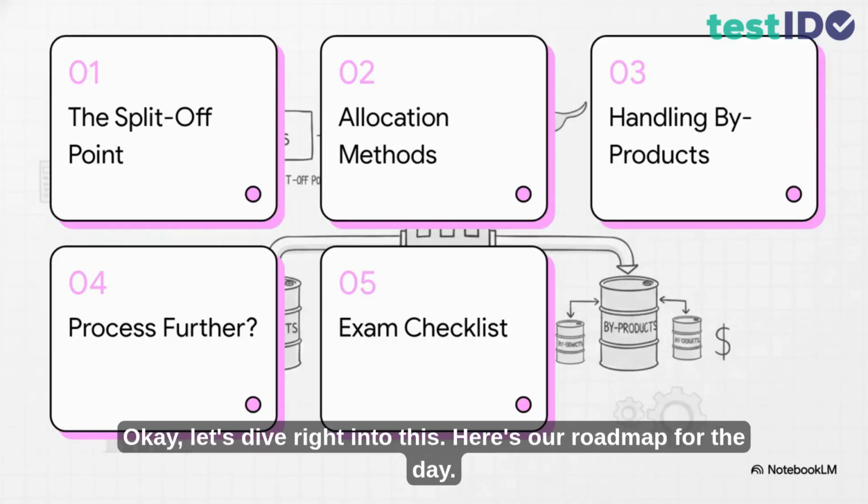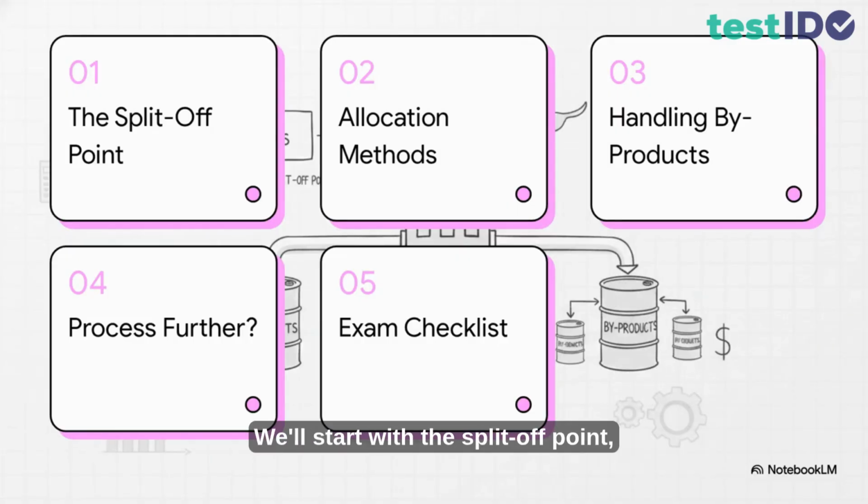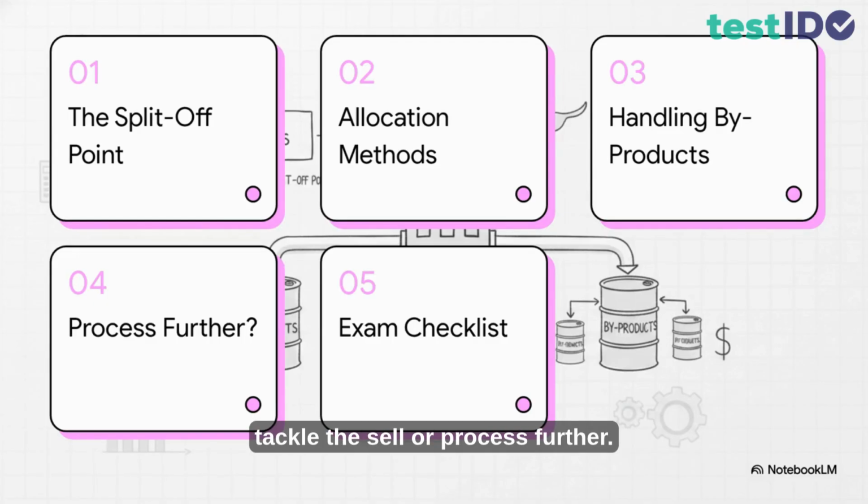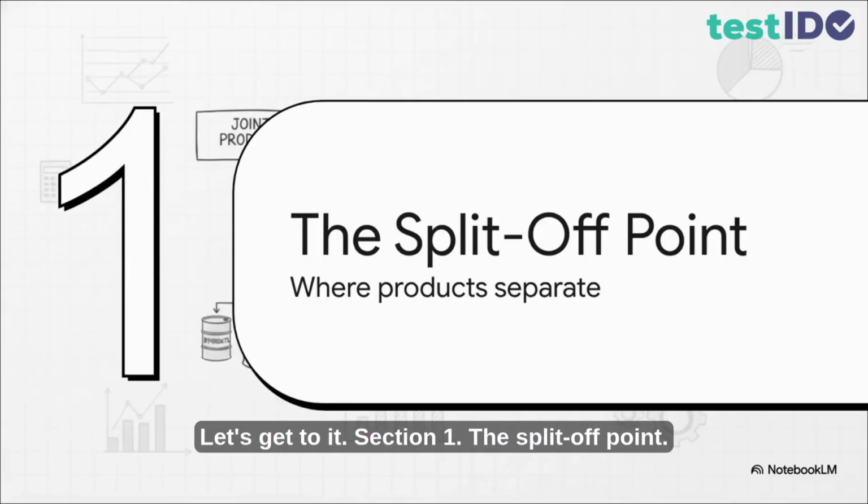Okay, let's dive right into this. Here's our roadmap for the day. We'll start with the split-off point, then move to the main allocation methods, look at handling byproducts, tackle the sell or process further decision, and finish up with your exam checklist. Let's get to it. Section 1.